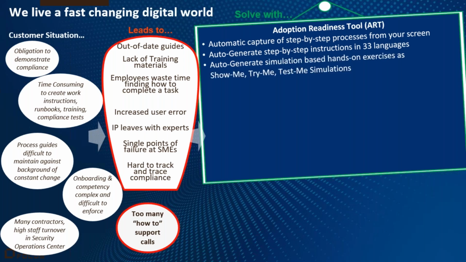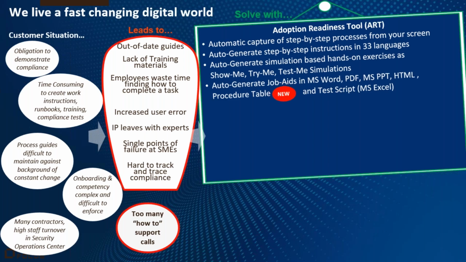ART can auto-generate simulation-based hands-on exercises as a show me, try me, or test me simulation. That's really great. That saves us a lot of time. ART can also auto-generate job aids, so step-by-step instructions in different formats like MS Word or PDF or PowerPoint or HTML.